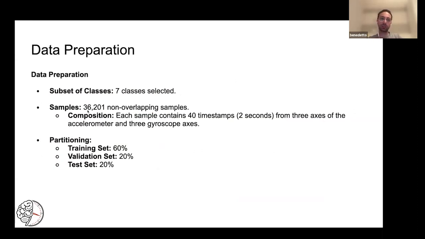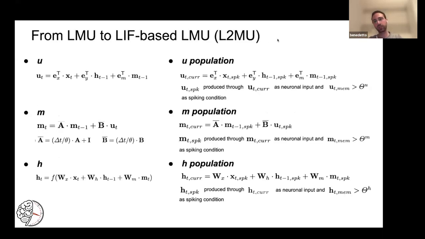Regarding the data preparation, we used only 7 classes. It is 36,000 non-overlapping samples, and we used windows of 2 seconds from the 3 axes of the accelerometer and the gyroscope. The full dataset is divided into 60% training set, 20% validation set, and the other 20% for the test set.